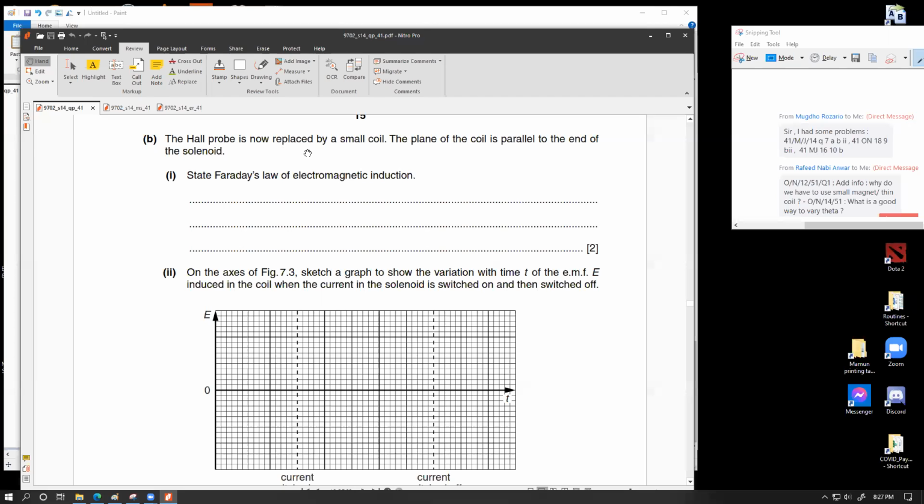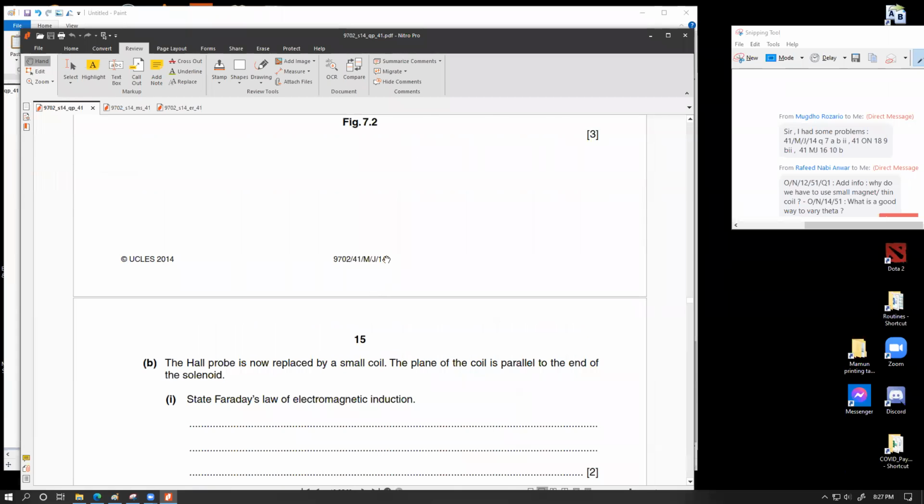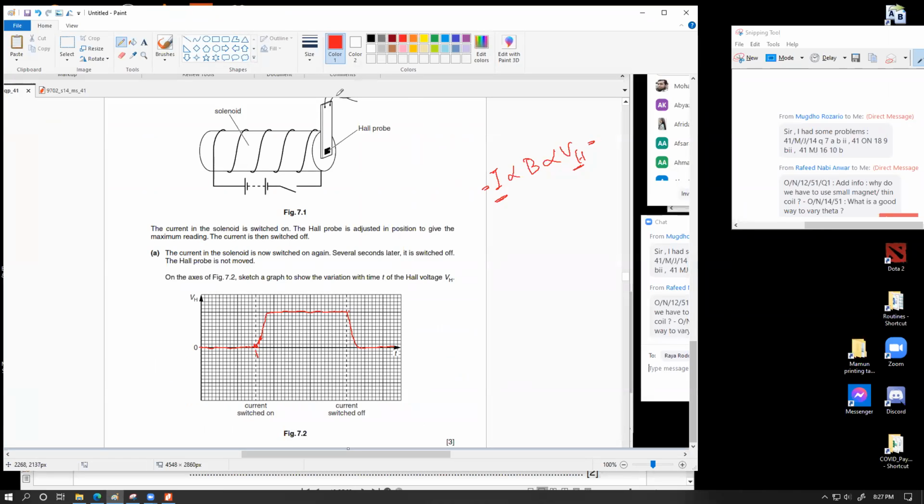This graph, the Hall probe is now replaced by a small coil. This is where the problem is getting interesting. The plane of the coil is parallel to the end of the solenoid, which means that now this coil that we are placing, let me just try to draw a coil, maybe with blue. This coil, let's say, looks like this. But the plane of this coil is perfectly flush with this circular plane, which means essentially the magnetic field lines are going through it like that. So we have a pretty huge cutting of the magnetic field lines if there is a change.